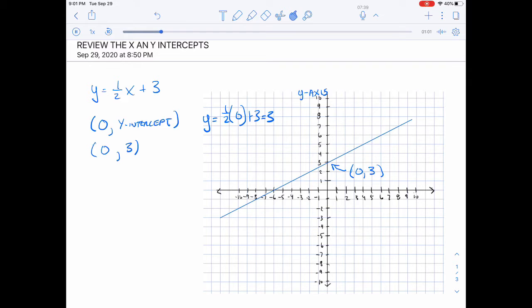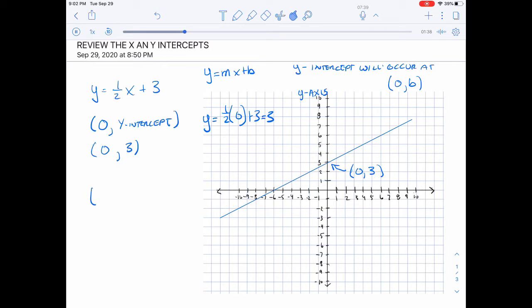If an equation is written in y equals mx plus b format, the y-intercept will always occur at coordinate 0, b. Next, let's take a look at the x-intercept.